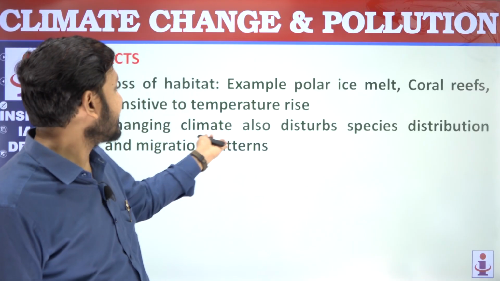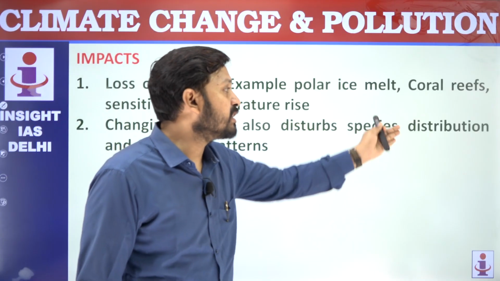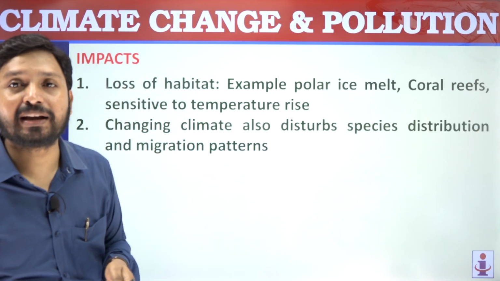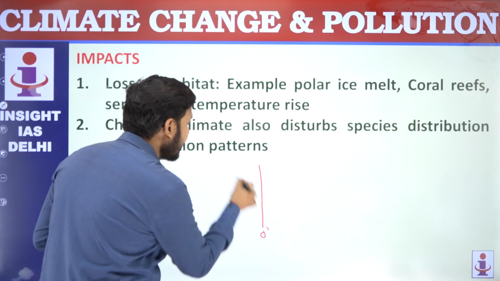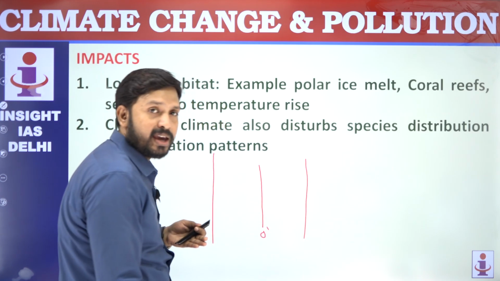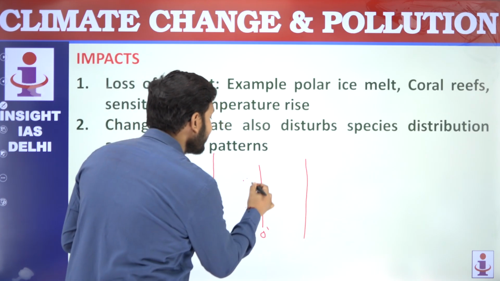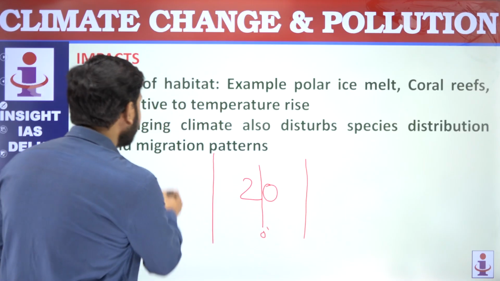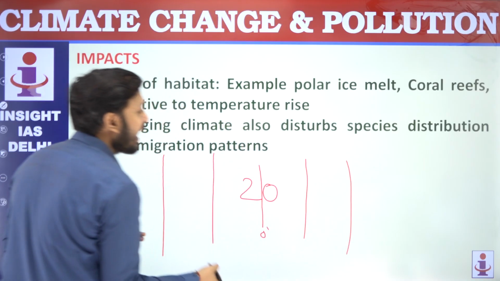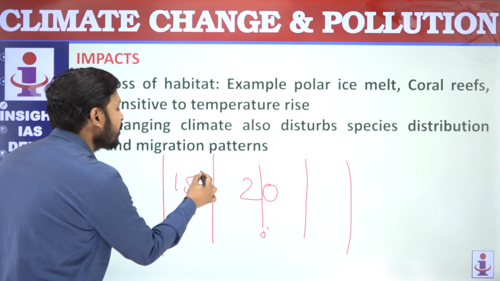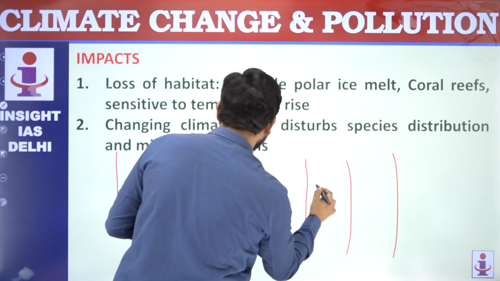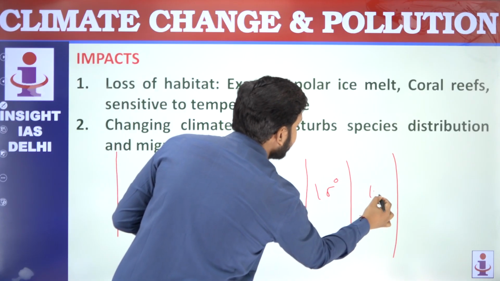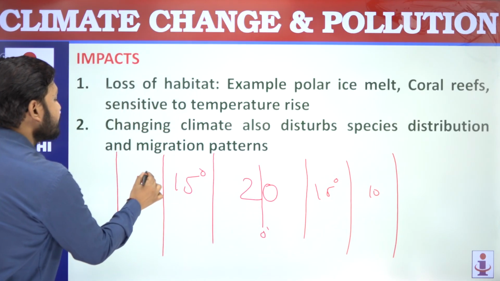Apart from that, changing climates also disturb species distribution and migration patterns. How? For example, this is the equator, 0 degrees, and this zone is the tropical zone. Let us assume the tropical zone is around 20 degrees centigrade, and this is the temperate zone, where we assume the temperature is around 15 degrees. And this is the polar region, where we assume the temperature is around 10 degrees.